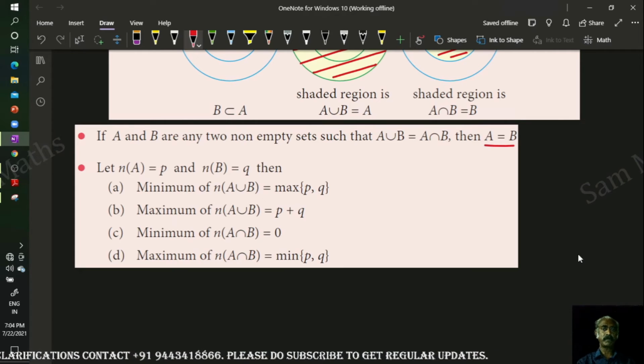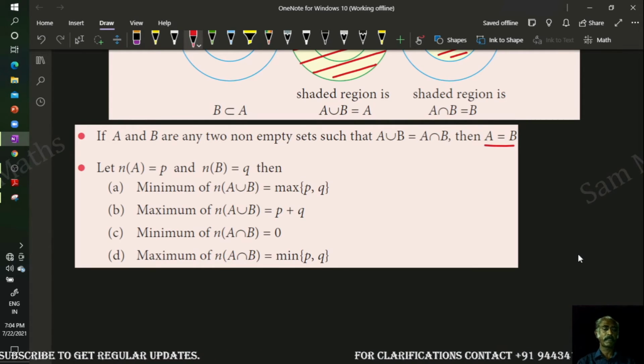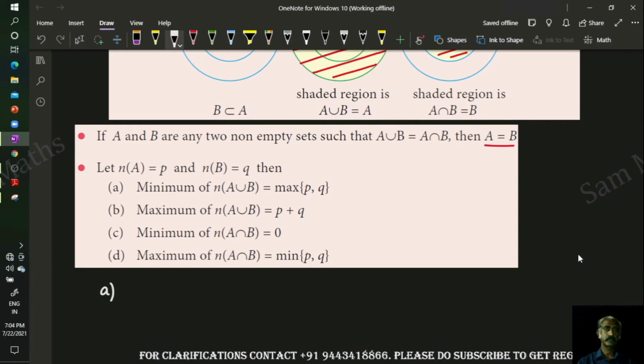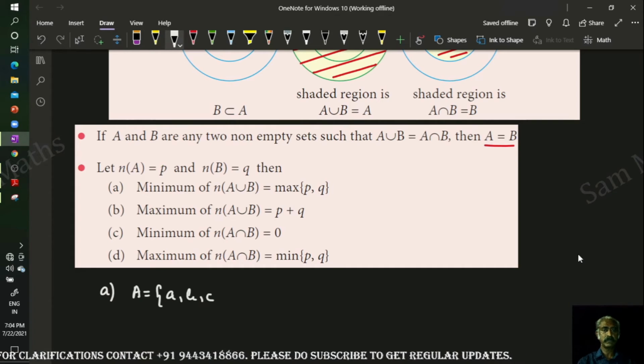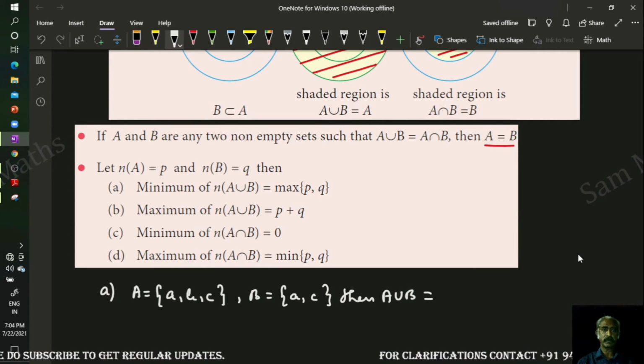Next one, let n(A) be equal to p and n(B) be equal to q. Then the minimum of n(A union B) is the maximum of p, q. Okay, children. So how are we getting this one? I'll give an example here. Suppose A is equal to 3 elements a, b, c, and B is equal to a, c. Then A union B will be equal to a, b, c.